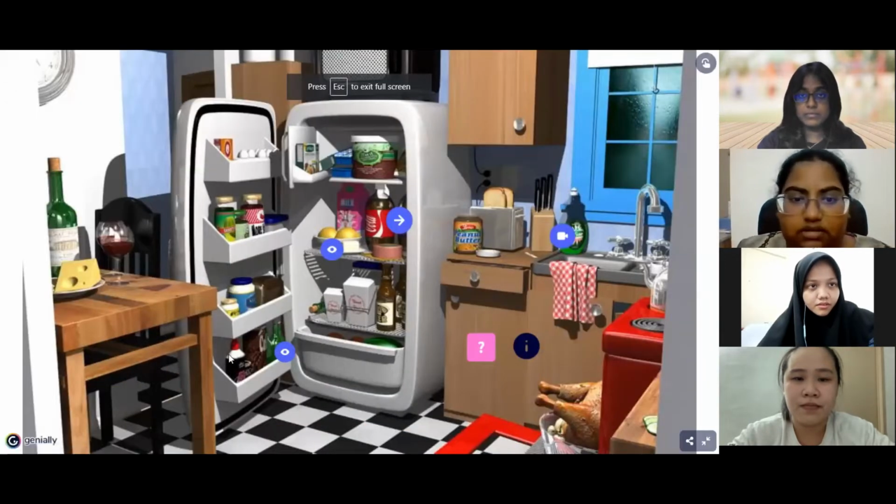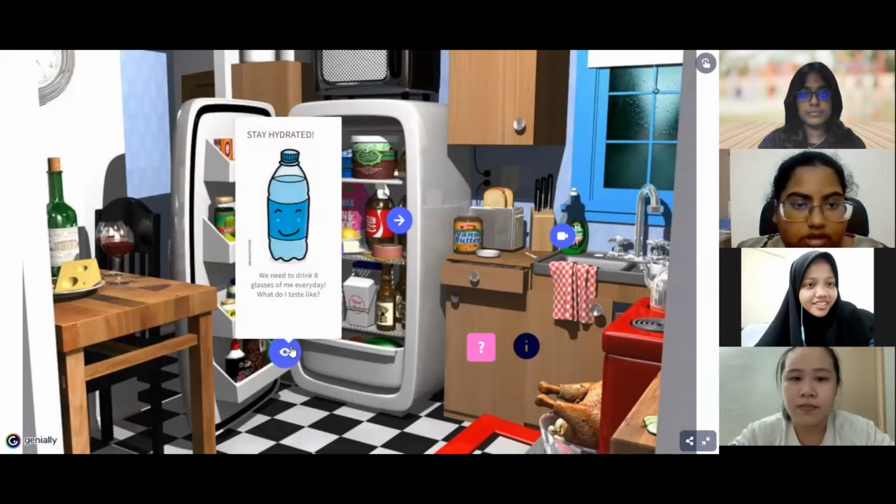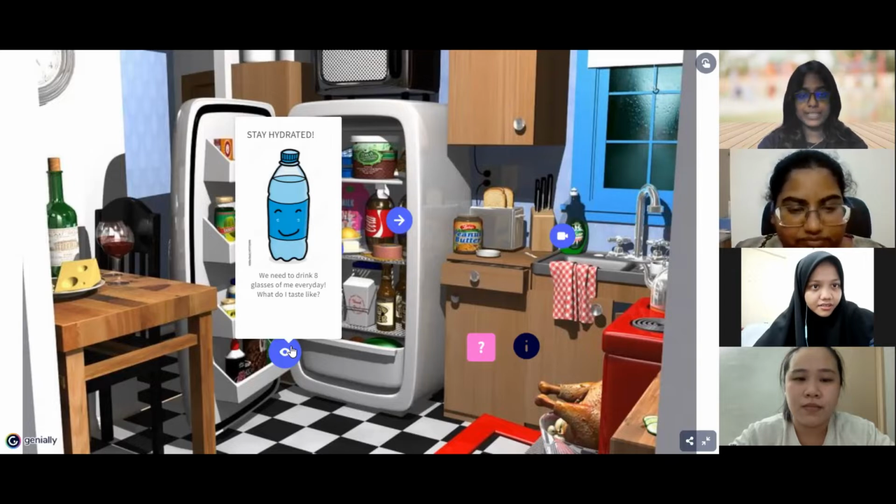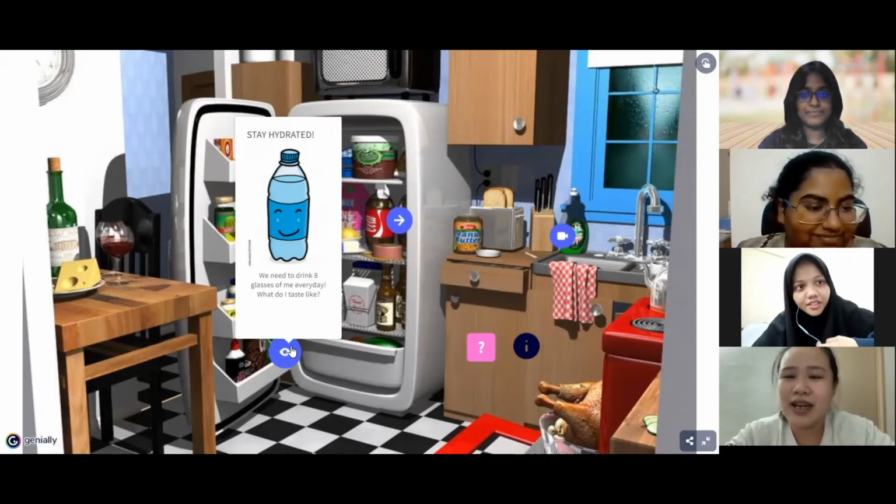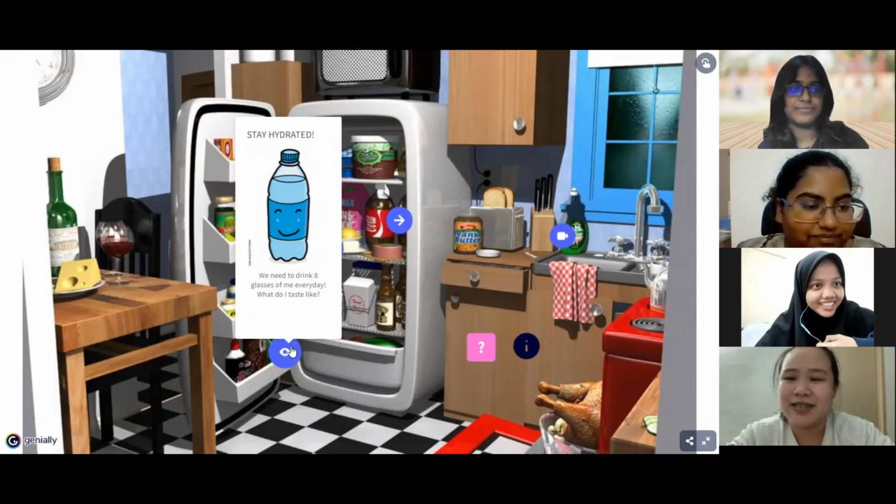Okay, so this is an interactive image. When I hover my mouse over an icon, an image or text will pop out, okay? For the first one, Divani, can you read what it says, please? Yes, teacher. Stay hydrated. We need to drink 8 glasses of water every day. What do I taste like? Would anyone like to answer? I think water is tasteless. Water is tasteless. That is correct.